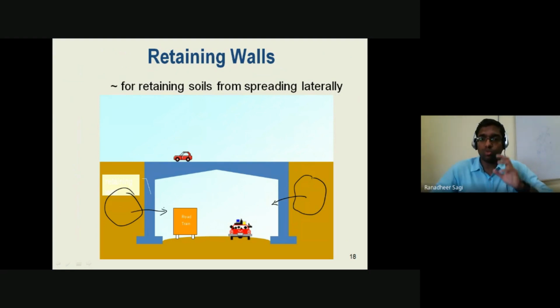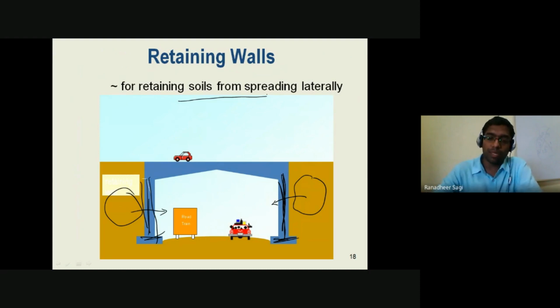So, to prevent such lateral spreading in that soil mass elevation, we are going to talk about some structure here. This is the structure we are trying to talk about. On either side, this structure is what we call a retaining structure. The purpose of this retaining structure or retaining wall is to retain your soil from lateral spreading, or to retain your soil at your required elevation without any collapse or failure happening in that soil mass.